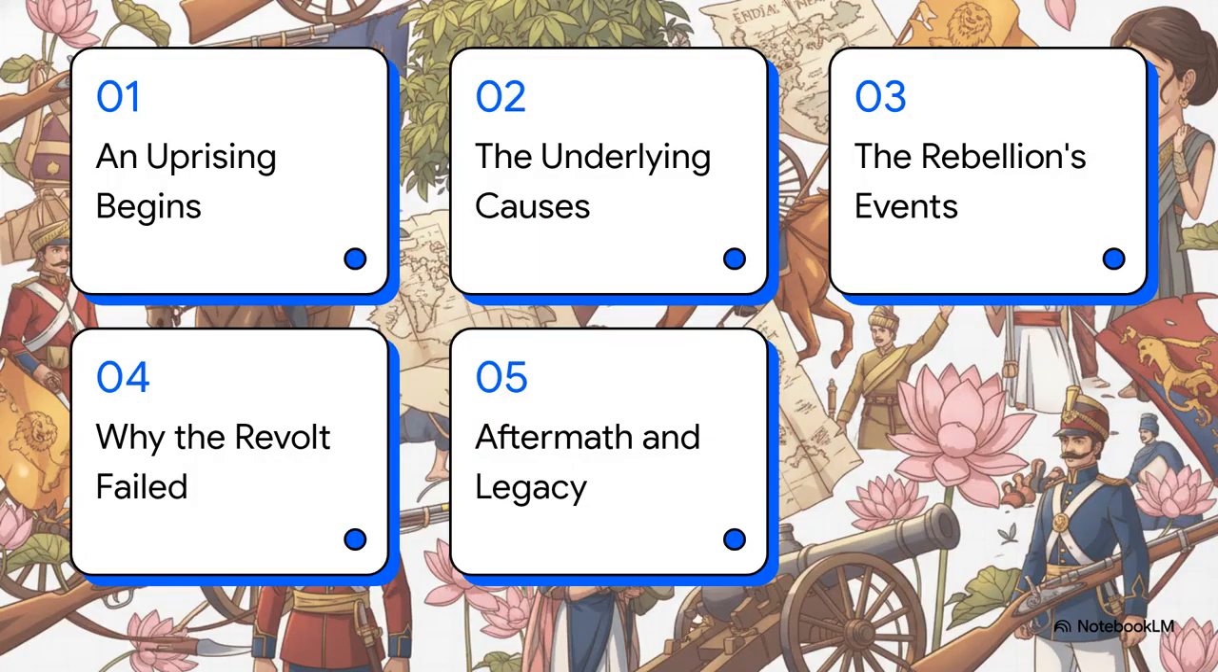So here's our game plan for today. First, we'll look at the immediate spark that set everything off. Then we'll dig deep into the fuel that had been building up for years, the real underlying causes. After that, we'll trace the major events of the rebellion, analyze why it ultimately didn't succeed, and finally explore its huge, lasting legacy. Honestly, this structure is a fantastic way for you to organize your own notes.